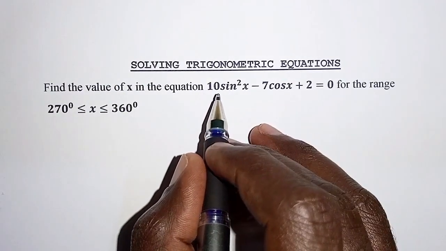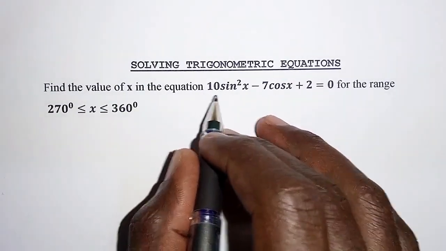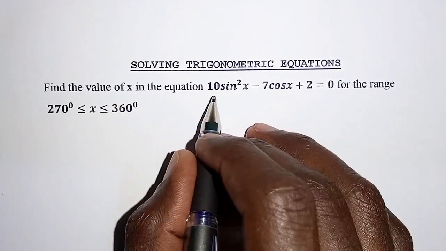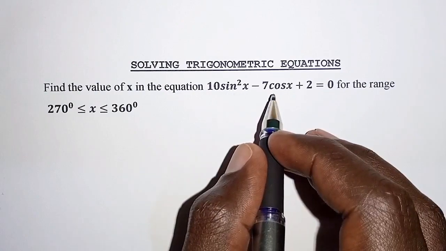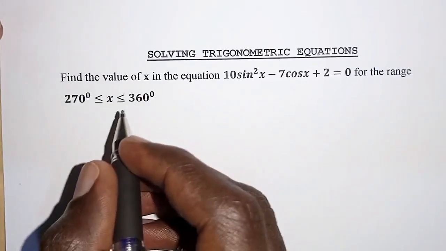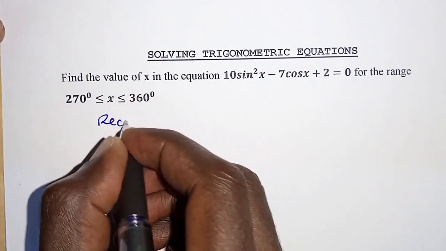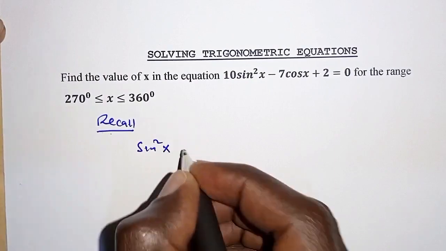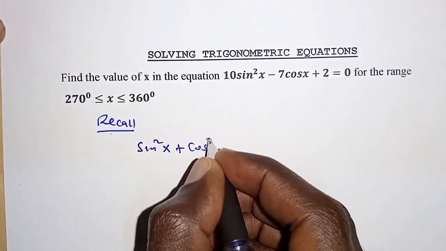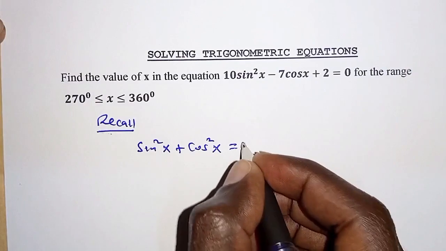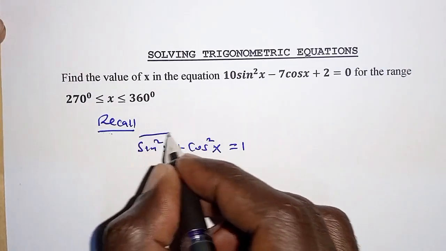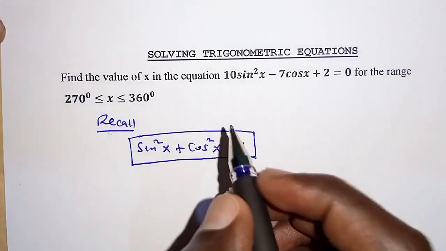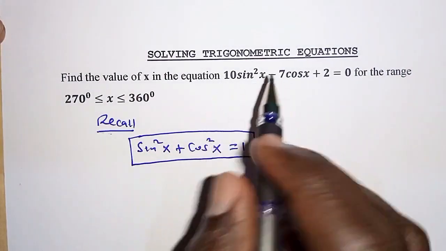The first thing is to express the equation in terms of one of the trigonometric ratios, that is either sine or cosine, and we'll have to recall that sine squared of x plus cosine squared of x is equal to 1. Now this is a trigonometric identity that we are going to use to help us solve this equation.